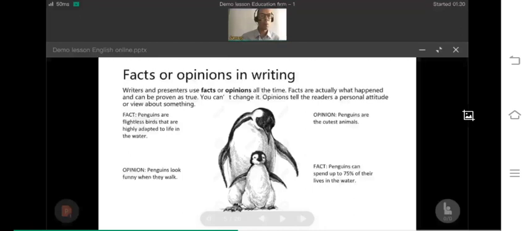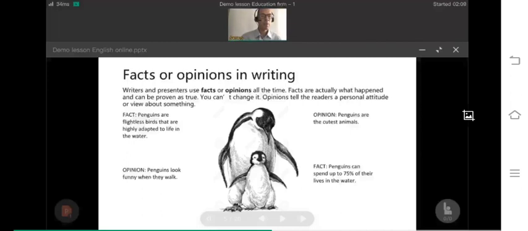Penguins look funny when they walk. Someone else? Yeah, that's great. Because it's what we think about how they walk. Penguins are the cutest animals. There they are in the picture. Who thinks they look cute? Yeah, you do too. Brilliant. But why is that an opinion? Can you tell me? That's right. It's a viewpoint, if you like. It may be positive, but it's still an opinion.